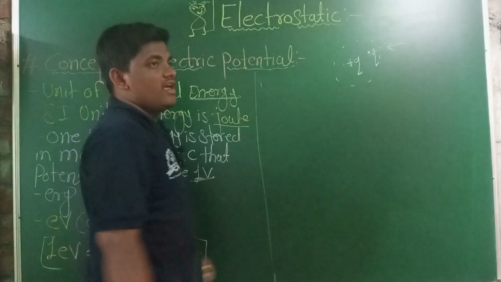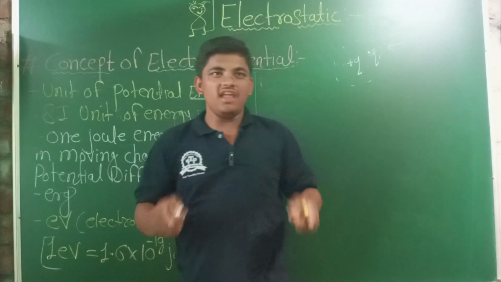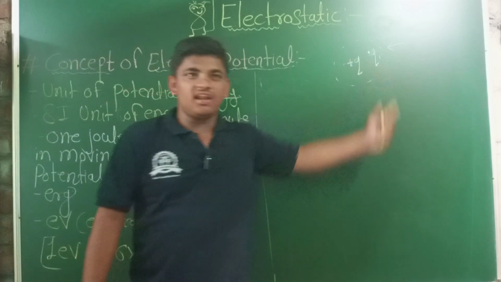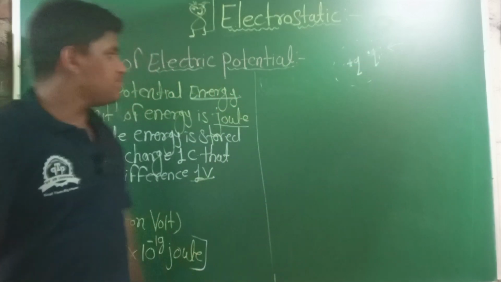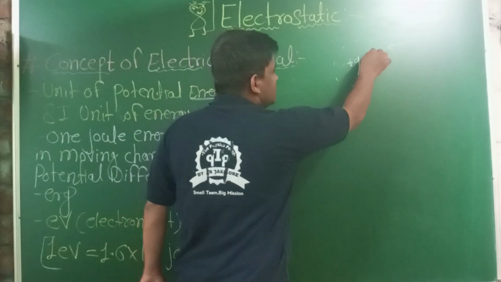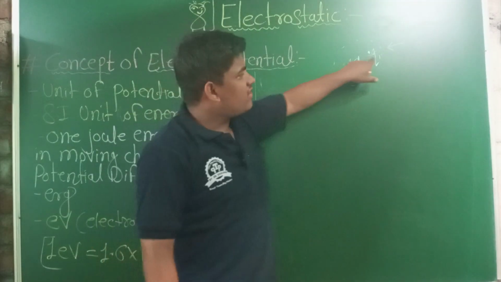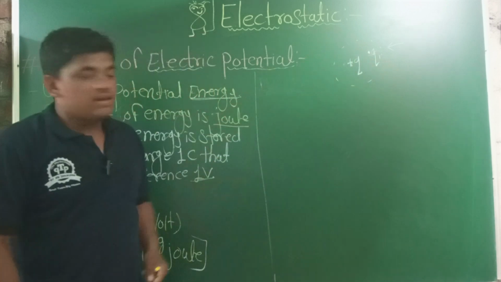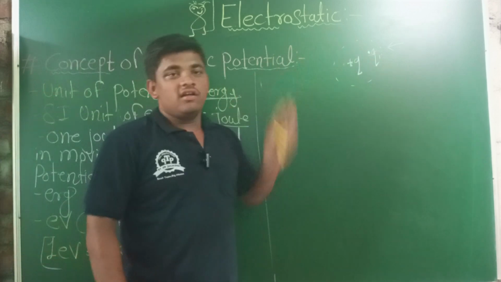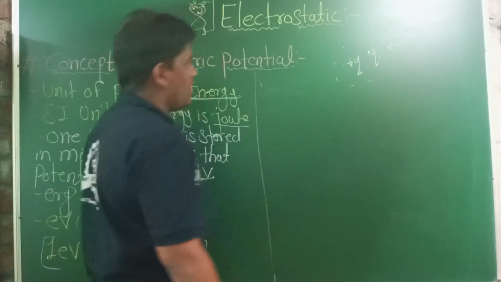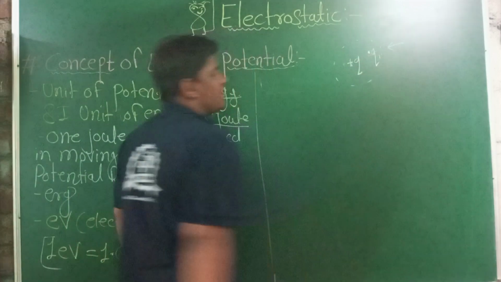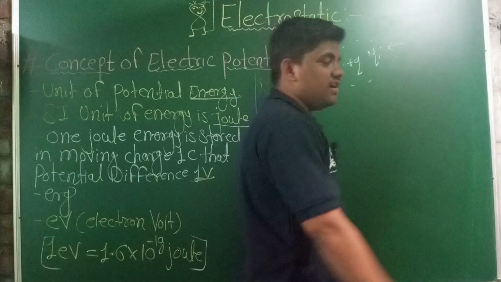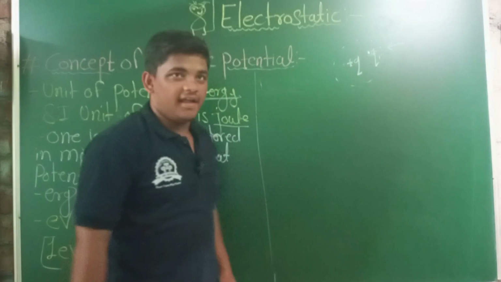Now again, the electric potential at any point in the electric field is defined as the work done by the unit charge being brought to that certain point in the electric field, working against the direction of the electric field intensity. This is important: against the direction of the electric field intensity.